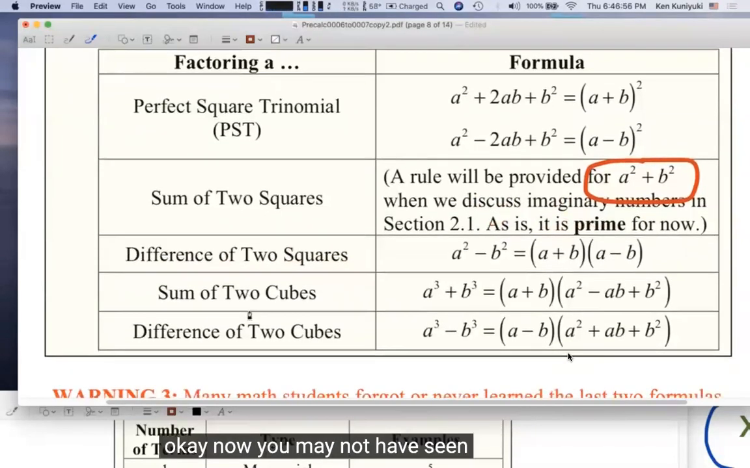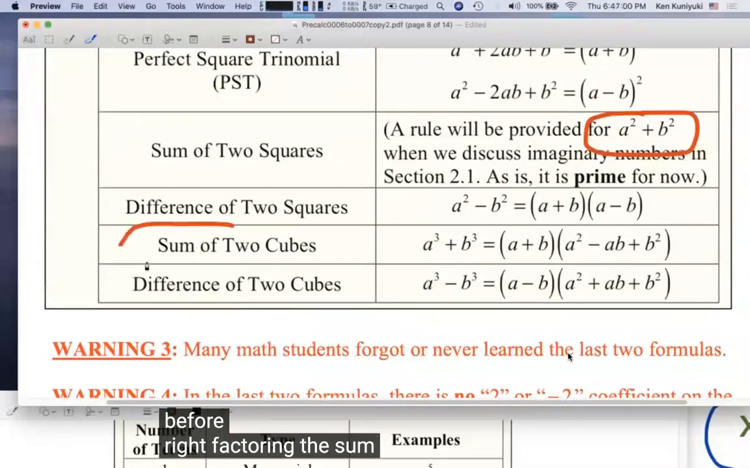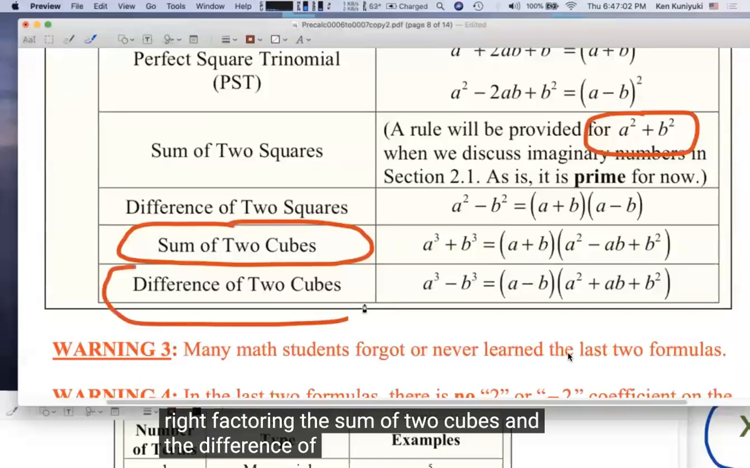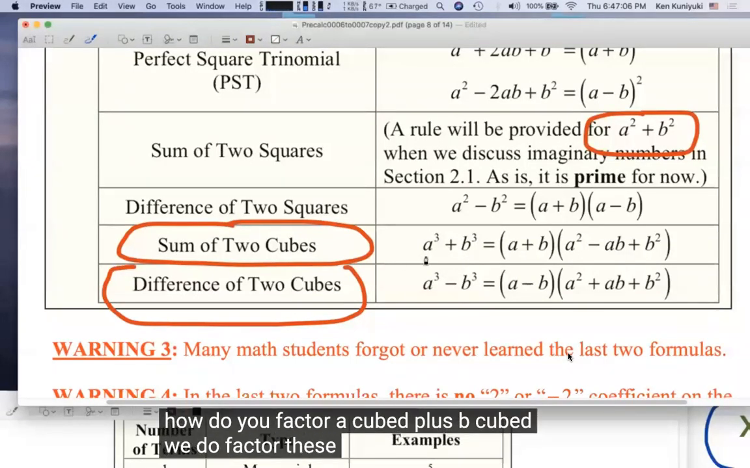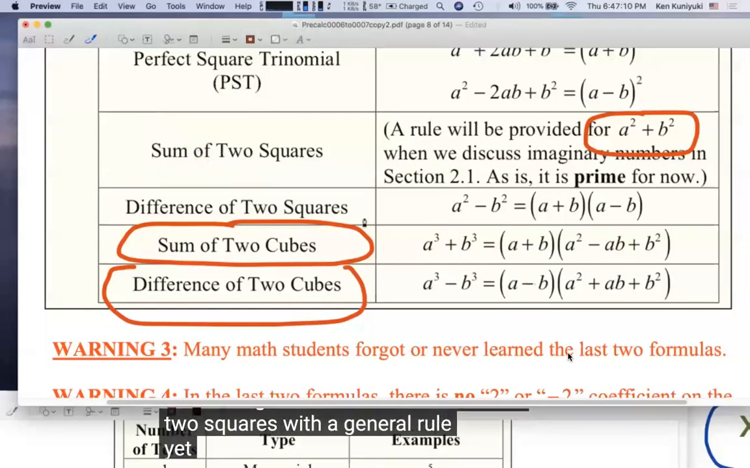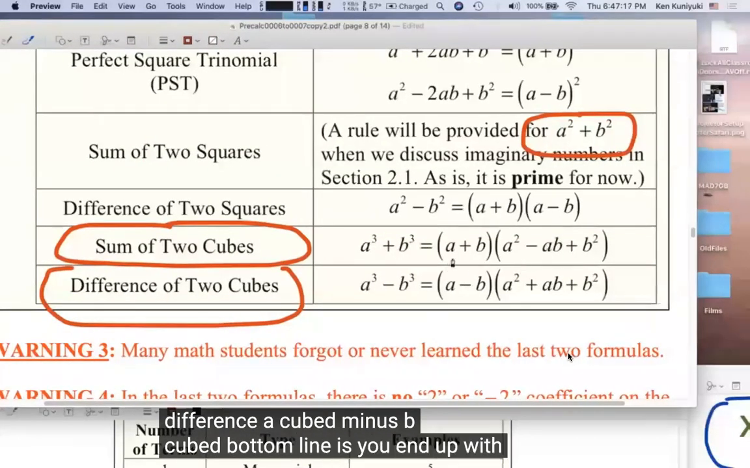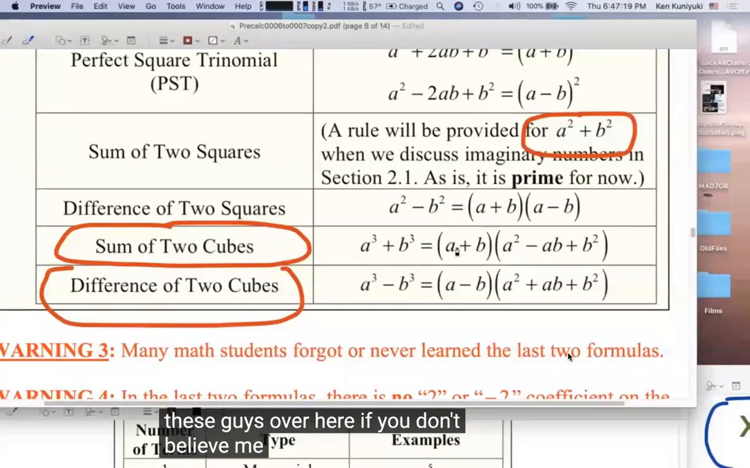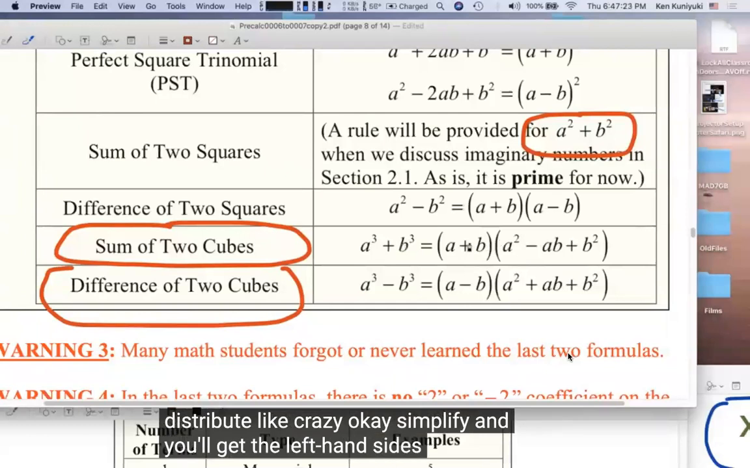Okay, now you may not have seen these before. All right, factoring the sum of two cubes and the difference of two cubes. How do you factor a cubed plus b cubed? We do factor these, even though we don't factor the sum of two squares with a general rule yet. A cubed plus b cubed, also a difference, a cubed minus b cubed. Bottom line is you end up with these guys over here. If you don't believe me, distribute like crazy, simplify, and you'll get the left-hand sides.